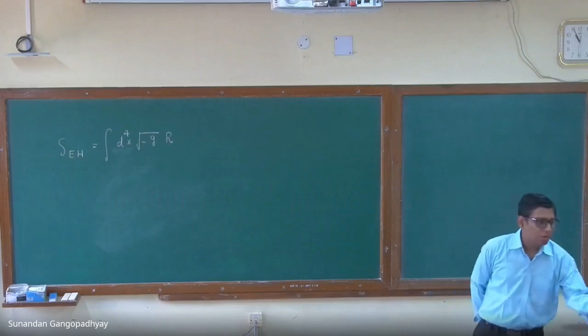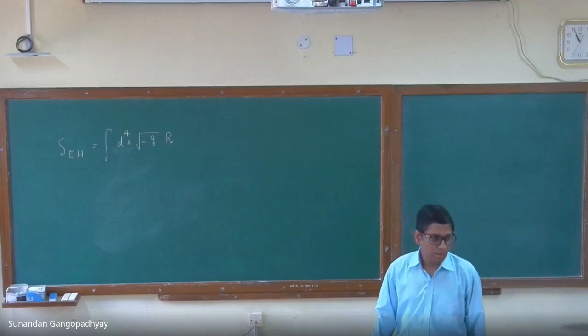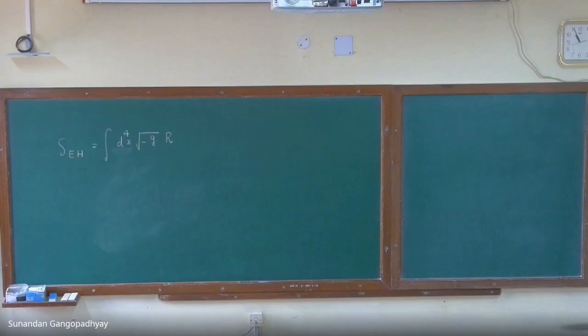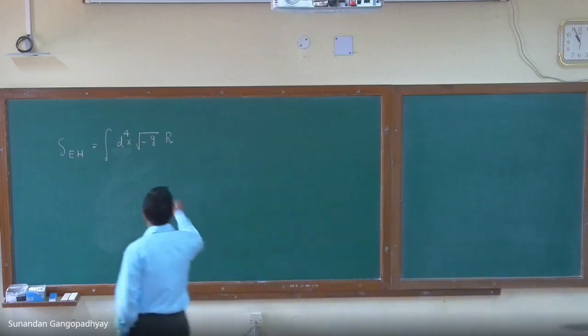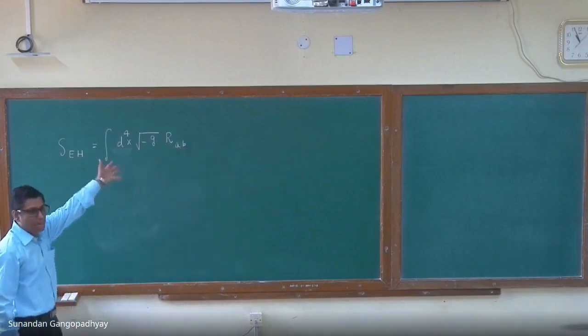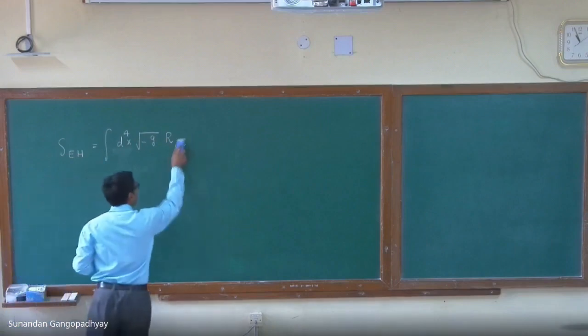First of all, what should the action be? Can it be a vector? Can it be a tensor of rank 2? A vector is a tensor of rank 1. Can it be a vector? No. A tensor of rank 2, or higher rank? It has to be a scalar. There are no indices. So you cannot write, for example, something like this. This is not a valid action at all.